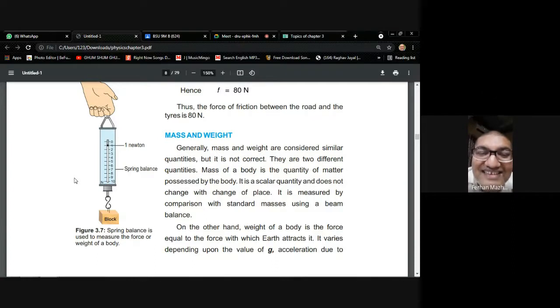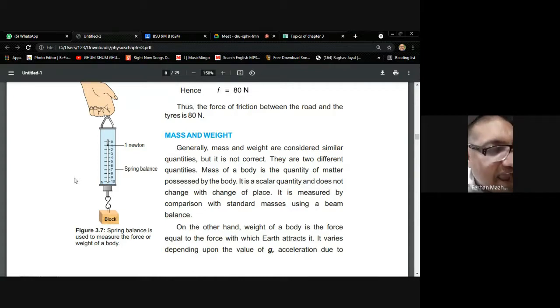But the mass is something which does not change. Let's say I bought 2 kg of rice, that's the mass of the rice. If you measure the mass of the rice in Sargodha, it will be 2 kg. If you take the same rice to the top of Murree and measure it, it will be 2 kg. You take the rice to the summit of K2 and measure it with the beam balance, it will be 2 kg. You take it into space and measure its mass, it still will be 2 kg.